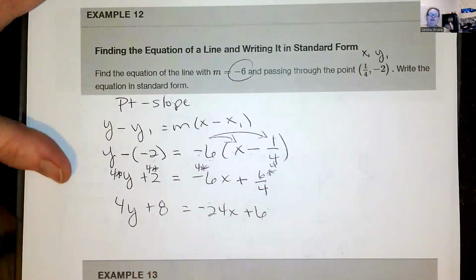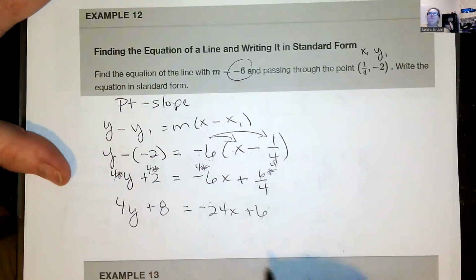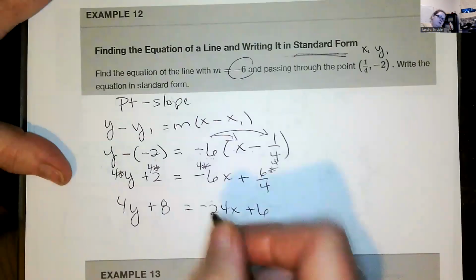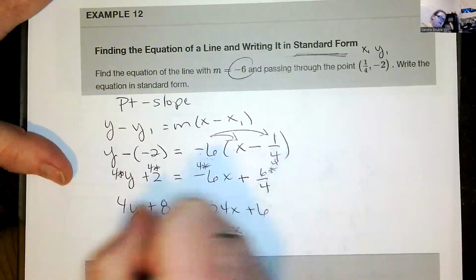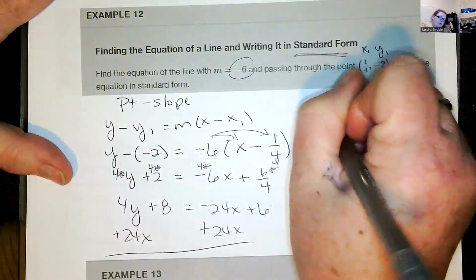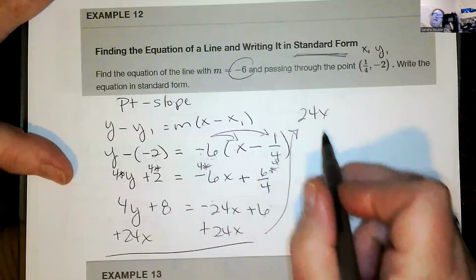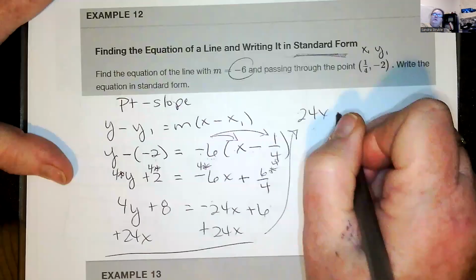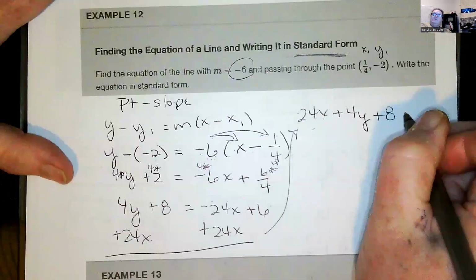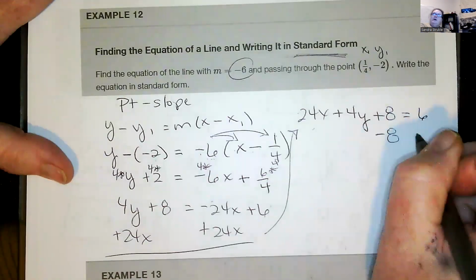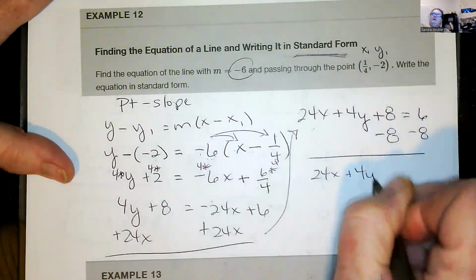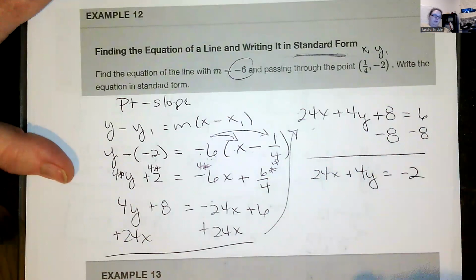So the only thing I have left to do is put this in ax plus by equals c form because they want standard form in their answer. So adding 24x to both sides, I get 24x plus 4y plus 8 is equal to 6. And I need to get rid of this 8 and move my constants to the same side. And I get 24x plus 4y is equal to negative 2. There's our standard form.